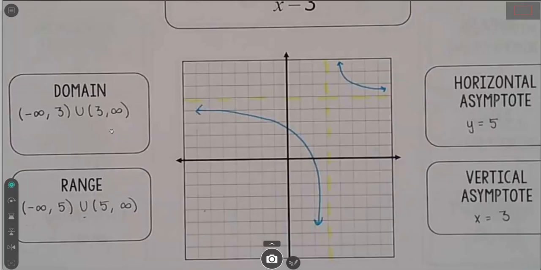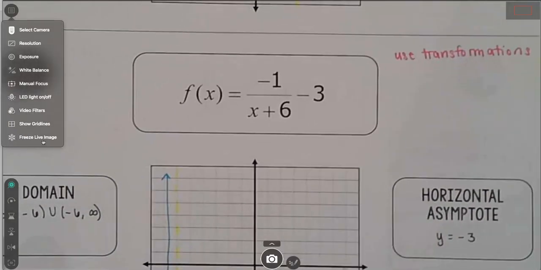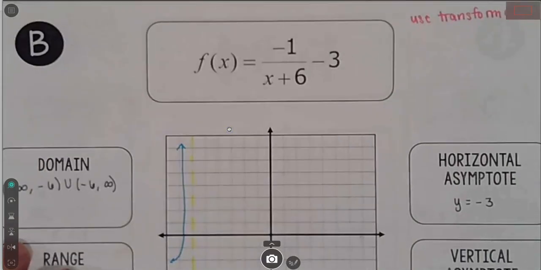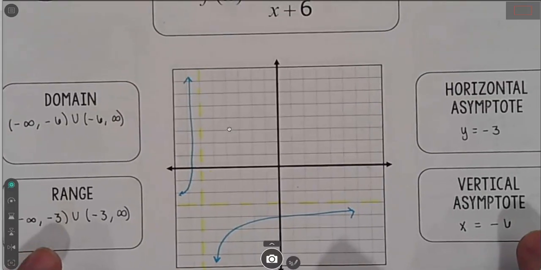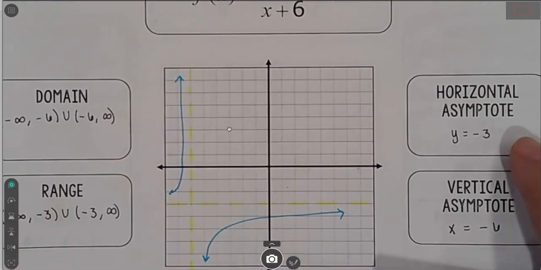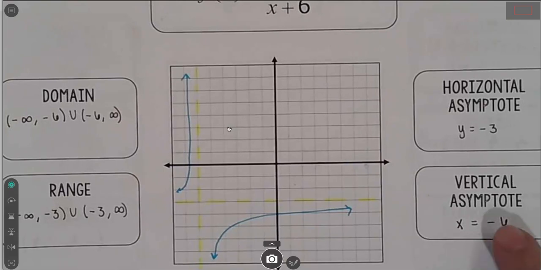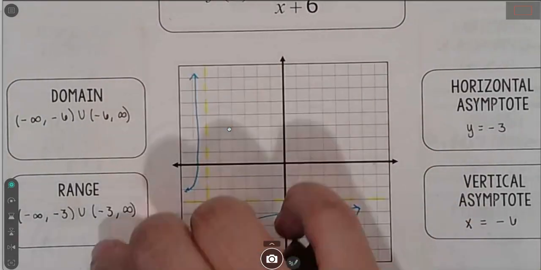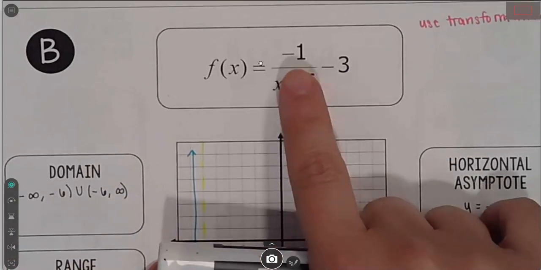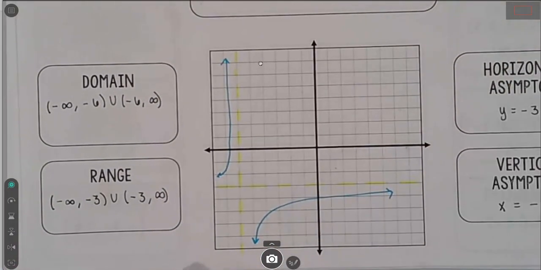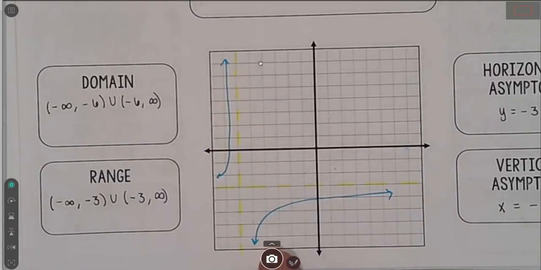All right, ladies. Here is the answer. The horizontal asymptote is at -3, the vertical asymptote is at -6, and then you have the domain and range accordingly. Please note that it's a -1, so it is reflected over the x-axis. That's why it's on this side and this side.